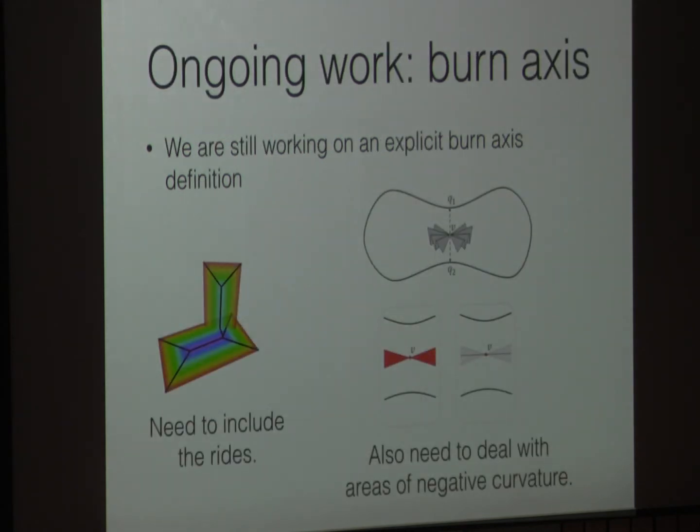So we're still working on this explicit burn axis definition. I can look at the picture and tell you what it should be, but we've been struggling with a formal definition of it for quite some time now. This is actually from a CCCG paper many years ago, because this is the first paper where we realized that if you look at the traditional medial axis setting, piecewise linear surfaces, curvature is really an issue, right?